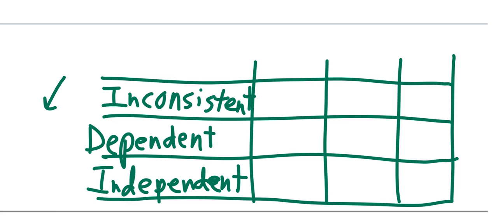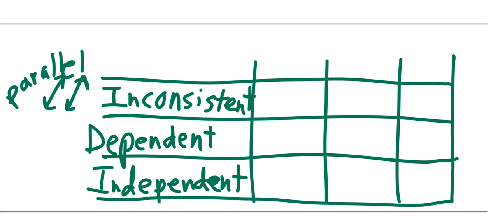An inconsistent system looks like two lines that look like this. In geometry class, what did we call two lines that look like they never crossed? We called them parallel, didn't we? Parallel. And how many solutions do parallel lines have?